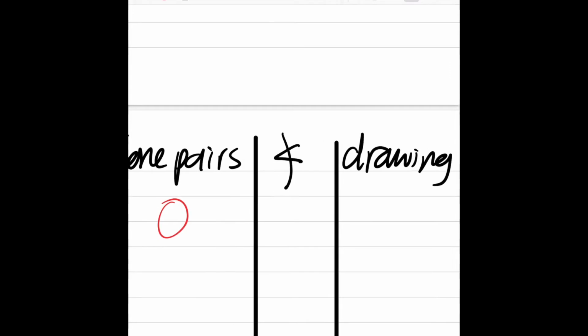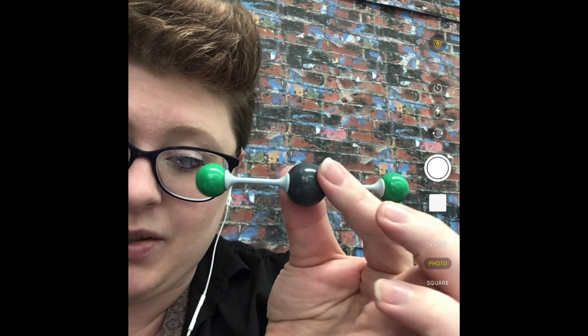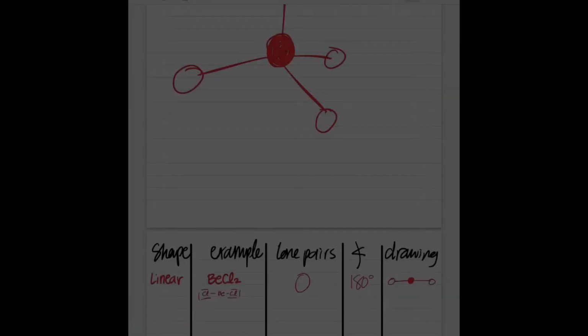Okay, its angle is 180 degrees. And the drawing looks like this. Very simple. 180 degrees, just like that. Looks like this. This is in 3D form. All right, on to the next one.